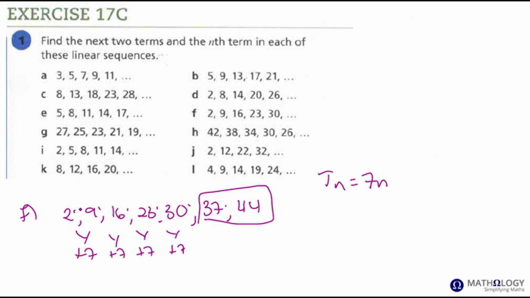When n equals 1, we have to have the first term being 2. When n equals 1, 7 times 1 is 7. So we need to subtract 5 from 7 to get 2. And this is our general term. Now we're going to check it.